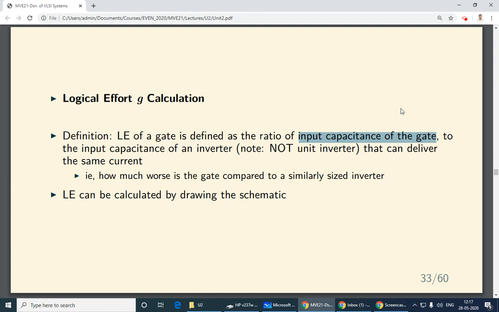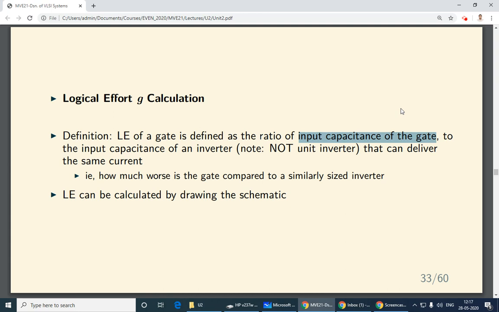What is the input capacitance? Just the sum. The gate capacitance is what we are talking about here, the sum of all those capacitances. So two PMOS means it might be something like 4 plus 4. Two NMOS means it might be something like 2. So 4 plus 4 plus 2 is a total of 10C. That is the input capacitance of my gate. That is the numerator of my ratio.